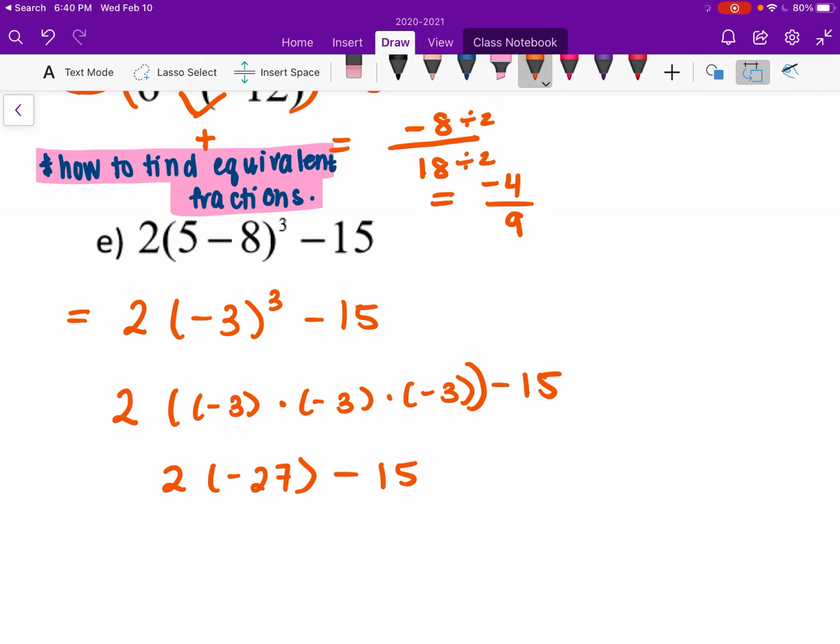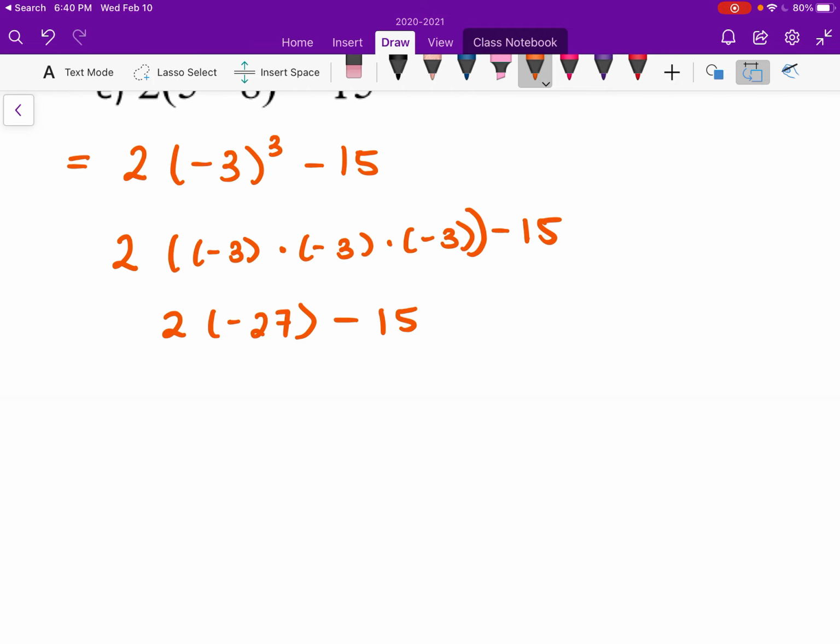So we're done brackets, we're done exponents. Is there division or multiplication that we need to do here? Yeah, we got to do negative 27 times 2. That's going to give me negative 54, minus 15. Now, there's an addition or subtraction left over, so that's what we're going to do. We're going to do negative 54 minus 15, which is going to give me negative 69.